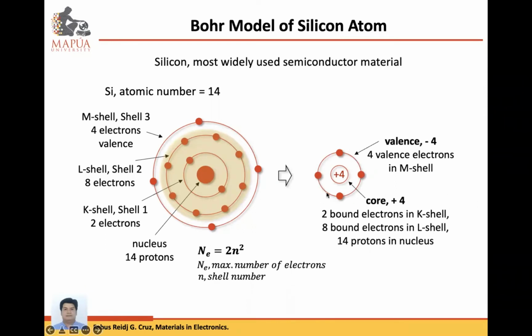So this will now be our representation for the silicon atom. We can draw a core with plus 4 and surround it with valence shell with 4 negative electrons. So the model will still be neutral. All right, so this will now be our representation or illustration for our silicon atom. Henceforth, going forward, ganito na lang yung magiging drawing natin.